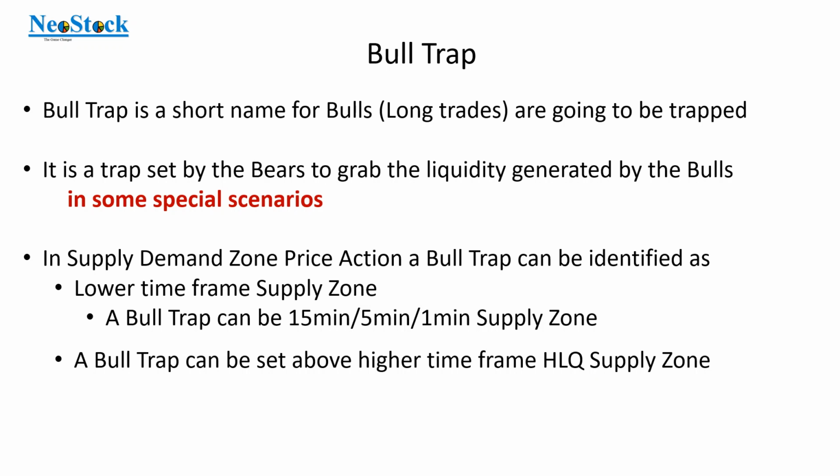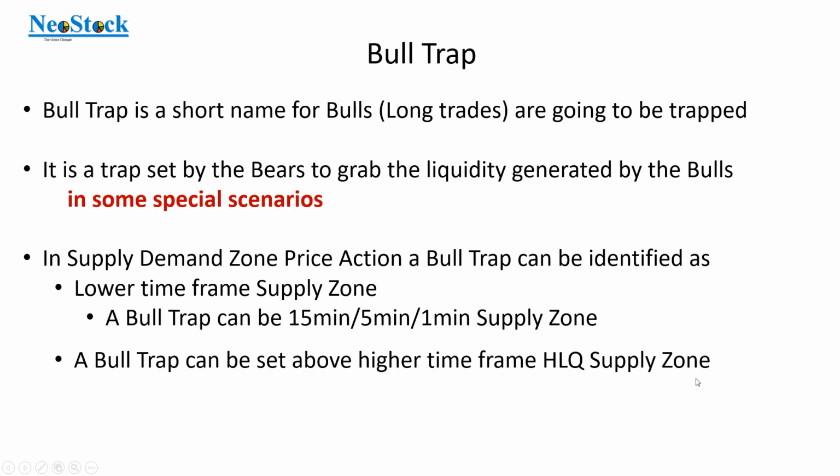At the 70% level, you are assessing it is a trap and it is working. That is excellent in supply demand zones. Not even 70%, 50% or above is a very good assessment in supply demand zone price action. So that's why you should understand the words 'in some special scenarios' very carefully. A bull trap can be set above a higher time frame, high liquidity zone.